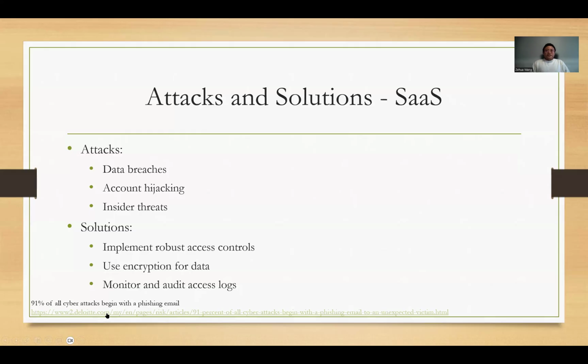To address this threat, organizations must implement robust security controls, like multi-factor authentication to prevent unauthorized access, and encryption for both data at rest and in transit, ensuring sensitive information is protected. Regularly monitoring and auditing access logs can help identify and mitigate risk proactively.